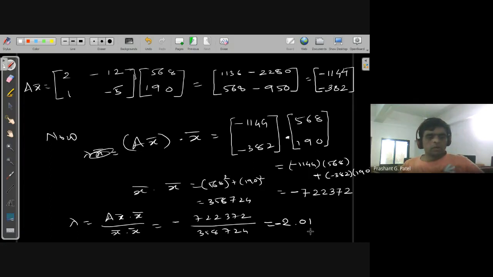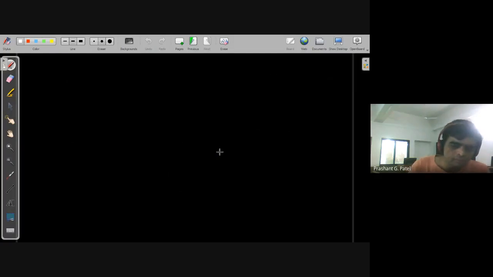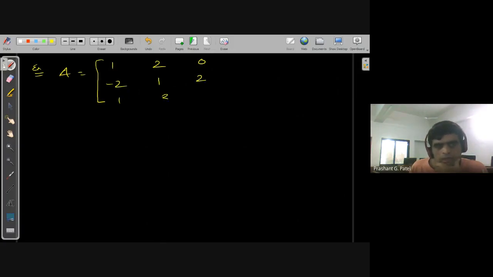So that is known as the power method, or the power method with scaling. Let us do one more example. Let's consider A is equal to [1, 2, 0; -2, 1, 2; 1, 3, 1].